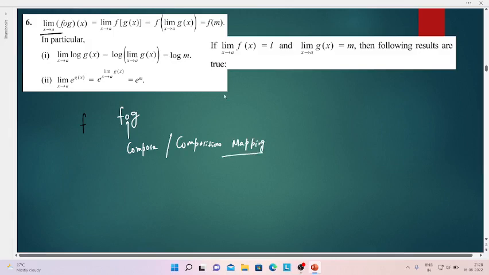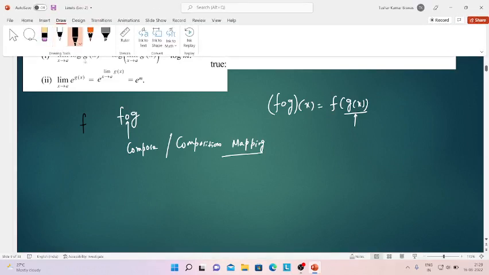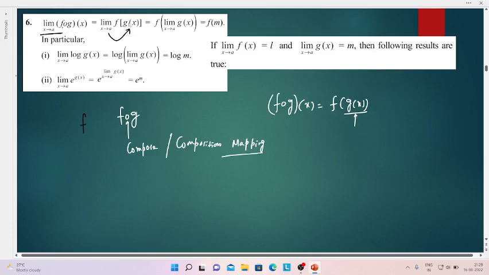What it actually means, as you will learn in functions, is that f compose g at x can be written as f of g(x). Instead of f(x) we have f of g(x). So the limit as x tends to a of f compose g at x is equal to the limit of f of g(x). This is the basic property of functions, and that can be written as f of the limit of g(x). That limit is going inside the function f, so f is outside of the limit, then we can take the value, which is f(M).